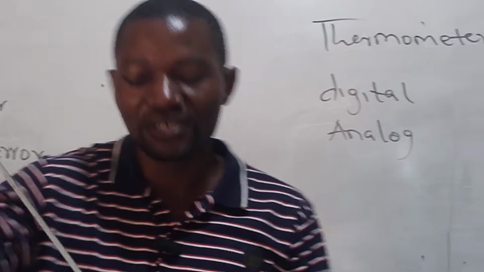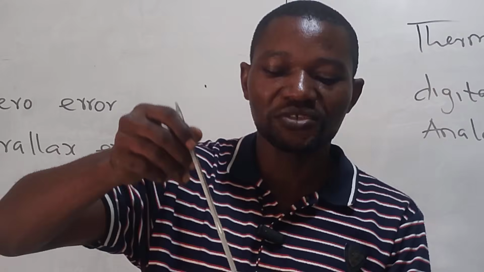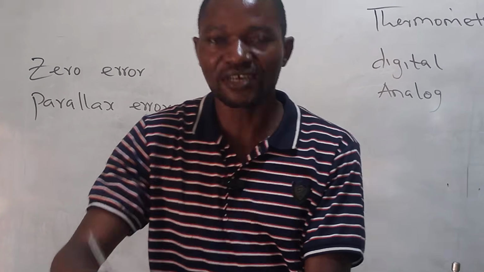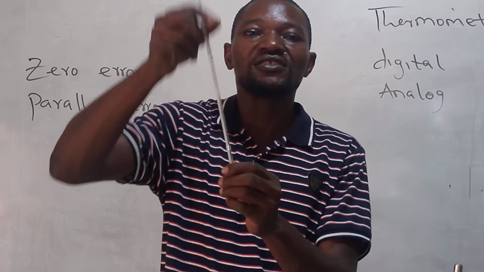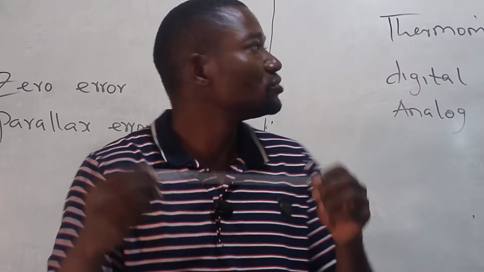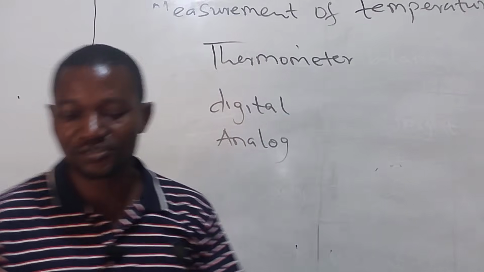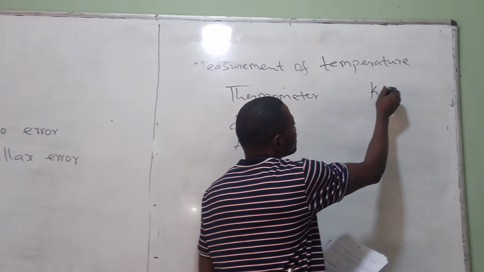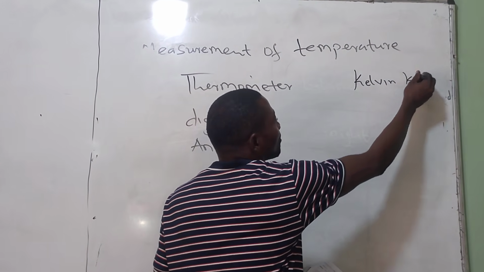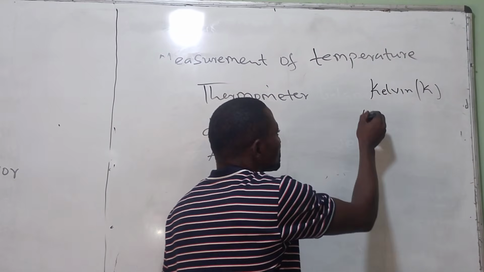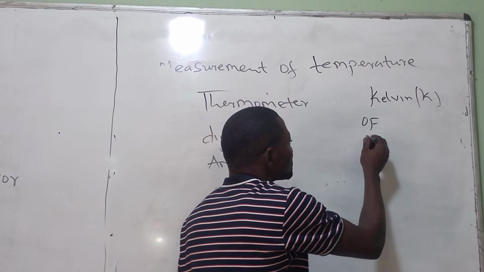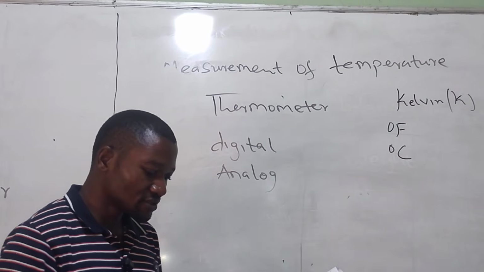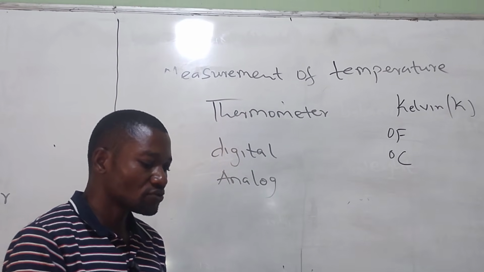So if you want to take a measurement, assuming you have a sample here, you insert it. After some time, you take the reading on the thermometer. So that is how we use this analog thermometer to take a measurement of temperature. And the SI unit for temperature is Kelvin. However, there are other units. We have the degree Fahrenheit. There is also degree Celsius. And it's possible to convert from one unit to another.